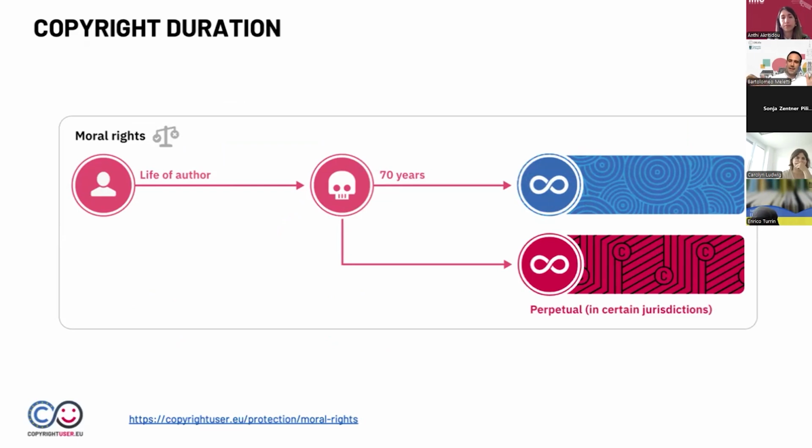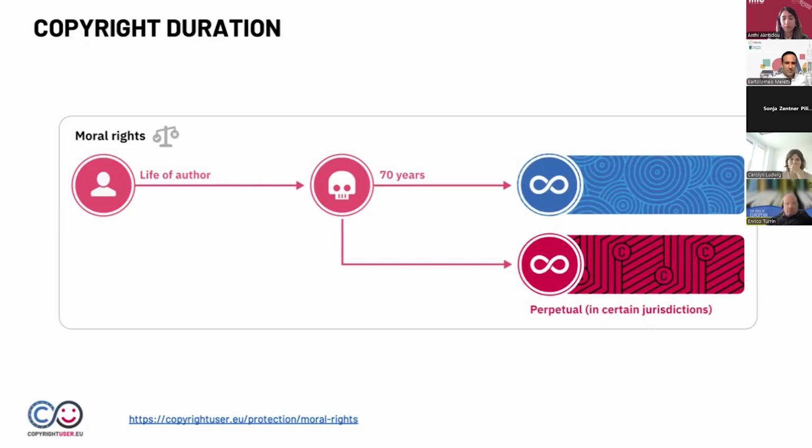Either they last as long as economic rights, so they expire together with economic rights 70 years after the death of the author, or in some countries like France and Italy, as Eleonora mentioned earlier, it can be perpetual. Protection can be perpetual because it's justified by those personality theories that Eleonora mentioned.